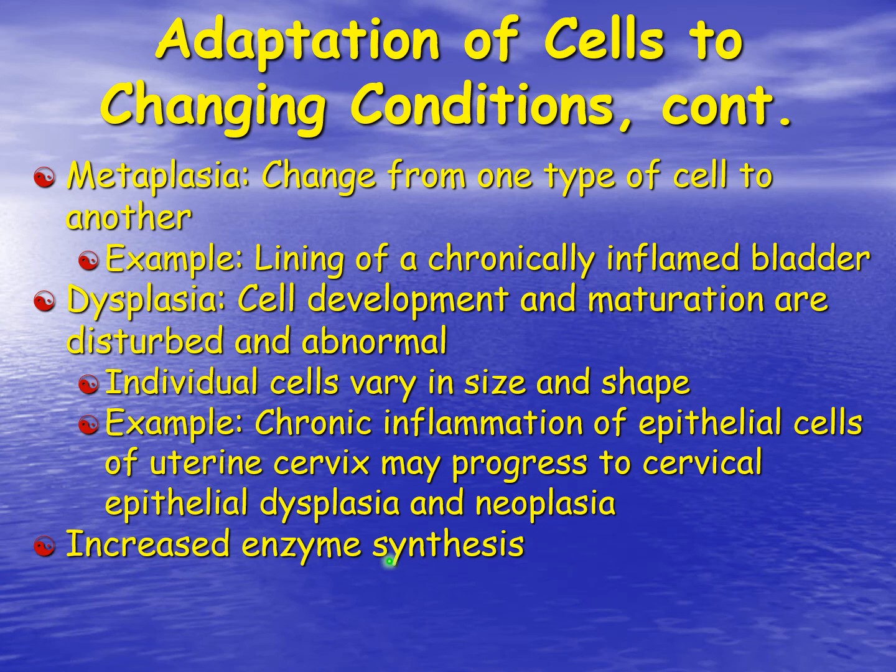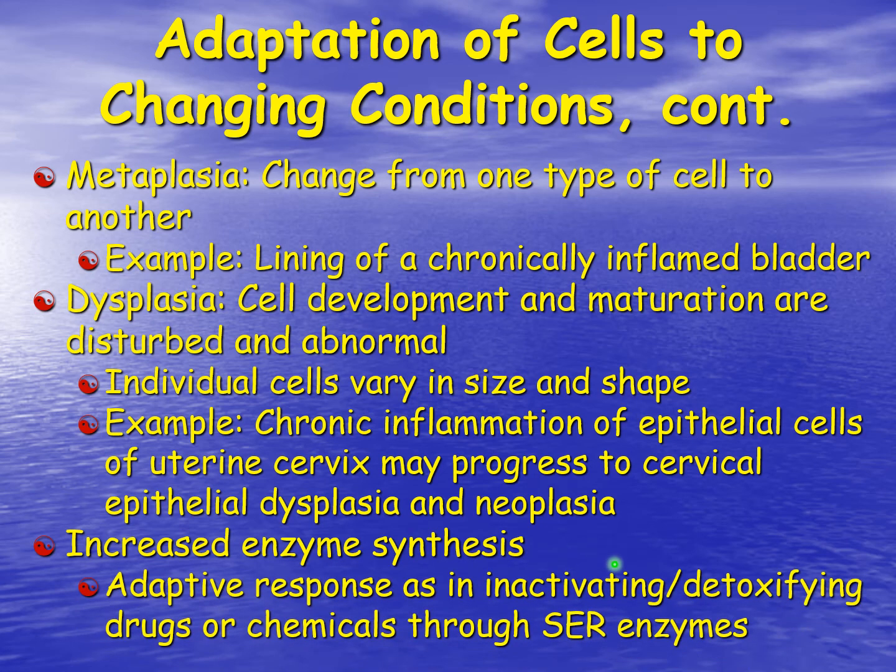We also can see increased enzyme synthesis in some cells, and this can be an adaptive response, as in inactivating or detoxifying drugs or chemicals through a number of different enzyme systems. For example, it takes more and more alcohol for an alcoholic to reach the same buzz if we keep ingesting more and more alcohol over time, because the liver cells simply produce more of the enzyme that breaks down the alcohol. We break down more alcohol in the liver, we don't get the same buzz that we did with the same amount, so we need even more alcohol to reach that same level.